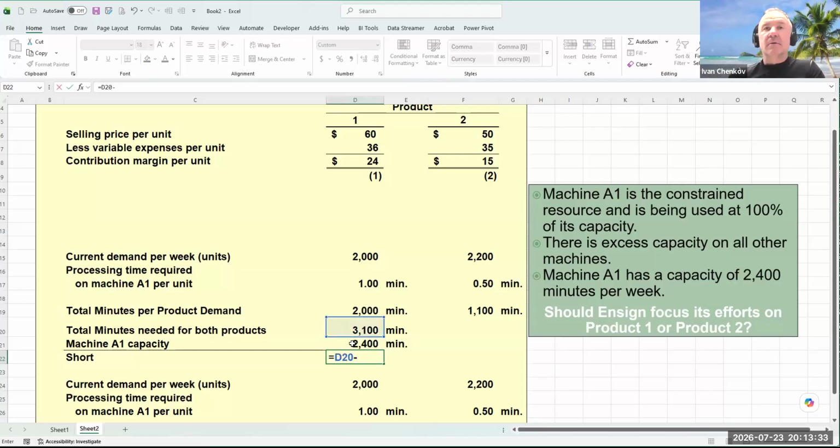1,000 minus 2,400, that's 700 minutes we are short.